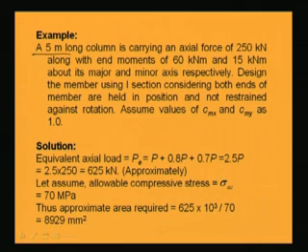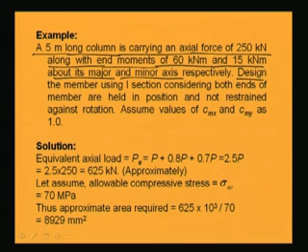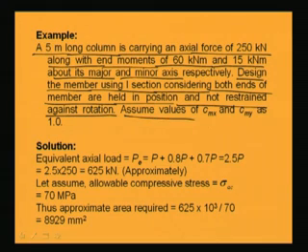Now, if we go through one example, we will be able to understand how to design beam column like members. Now, this example is like this, that a 5 meter long column is carrying an axial force of 250 kilonewton along with end moments of 60 kilonewton meter and 50 kilonewton meter about its major and minor axis respectively. Design the member using I section considering both ends of member are held in position and not restrained against rotation. Assume values of CMX and CMY as 1.0.